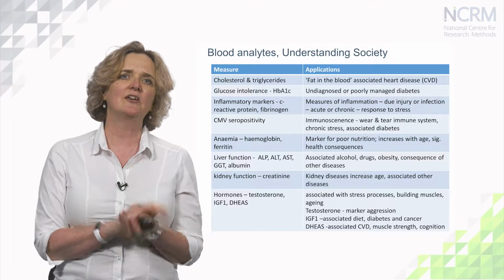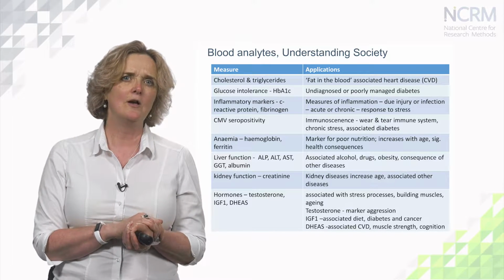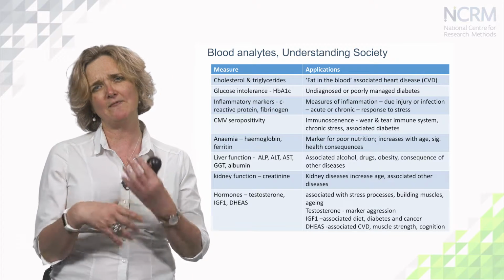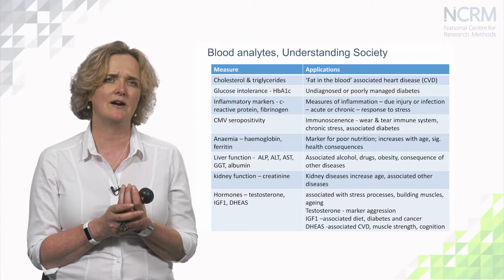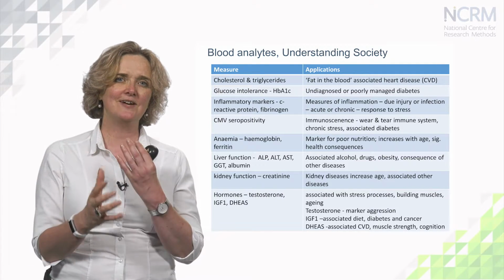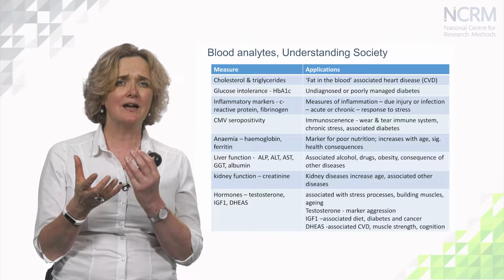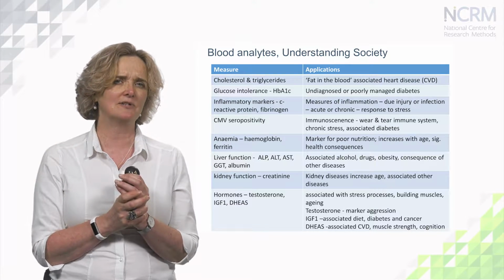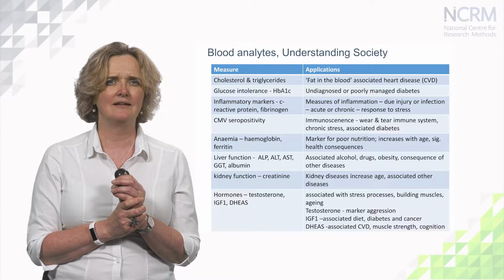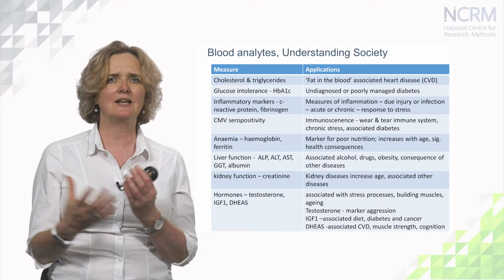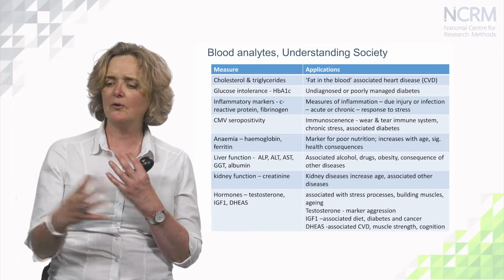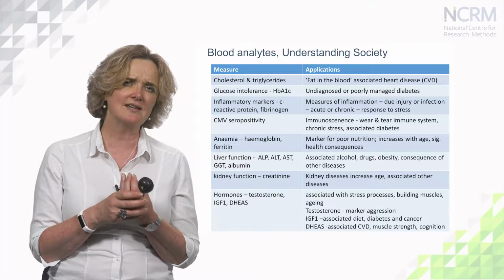So again, just to use Understanding Society as an example, the sorts of things we've collected are lipids. So that's your cholesterol levels. That's about fat in your blood, and it's an indicator of heart disease. We've talked in the first video a little bit about diabetes and the measure of that in your blood called HbA1c, and so studies often collect that. Inflammatory markers, which tell us whether someone's got an infection or inflammation, but are also a kind of chronic pathway to stress.